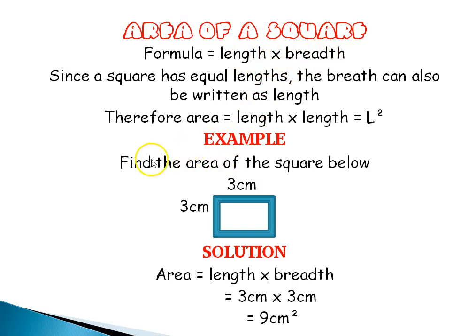So the example says, find the area of the square below. Can you see the square? Remember we said properties of a square, all the sides are equal. So this is 3 centimeter. That also means this is 3 centimeter, this is 3 centimeter, this is 3 centimeter. So we're going to use our area, length times breadth. So length is 3 centimeter and breadth is 3 centimeter. So 3 centimeter times 3 centimeter will give us 9 centimeter square. Is that taken? Good.